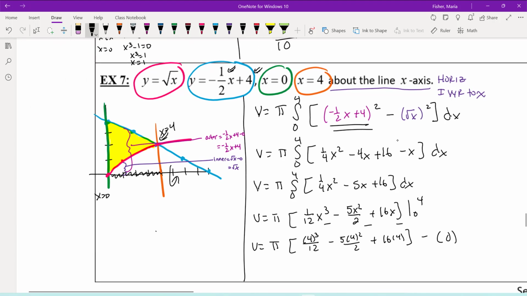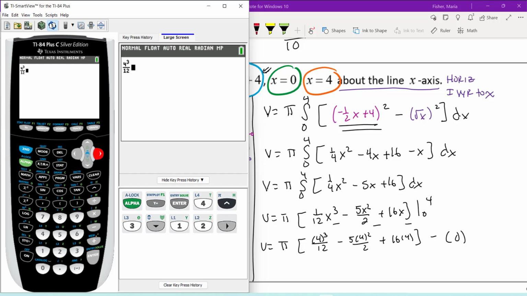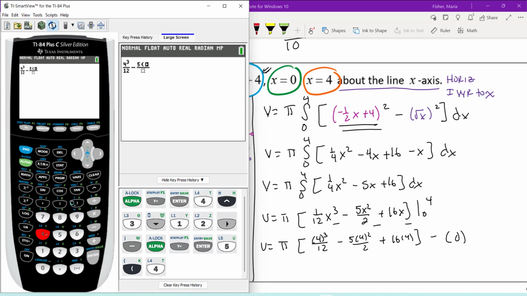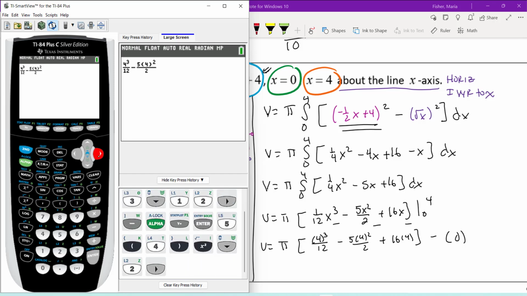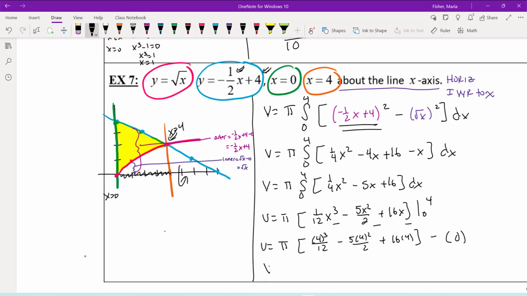Let's go ahead and put that into a calculator. So we're going to say alpha y equals, and then it's 4 to the third divided by 12, minus, alpha y equals, 5 times 4 squared divided by 2. Finally, plus 16 times 4. We hit enter, and we get 88 over 3. So my volume here is 88 pi over 3.